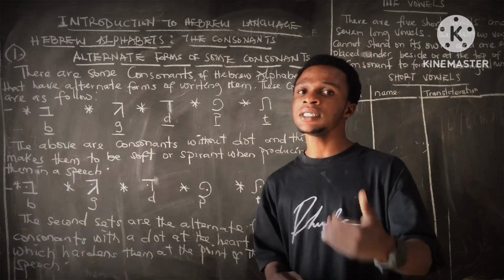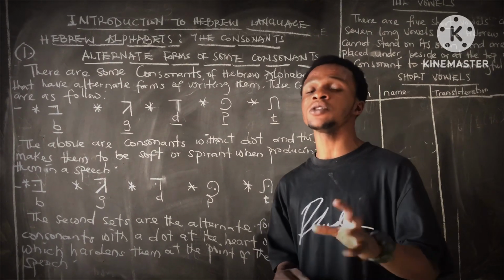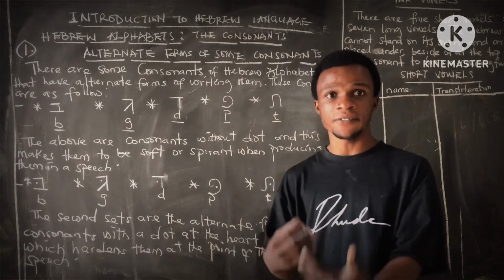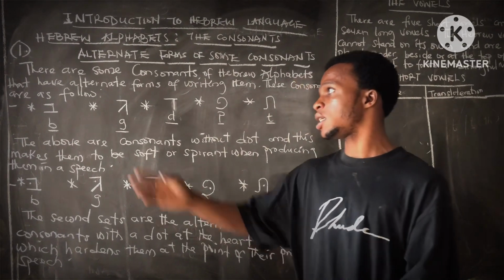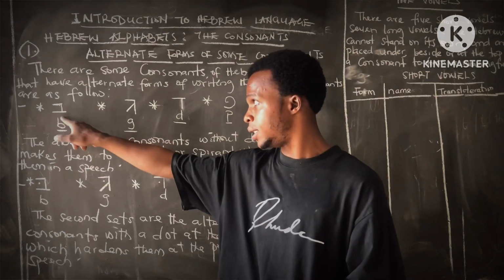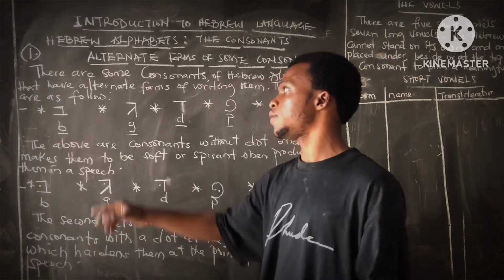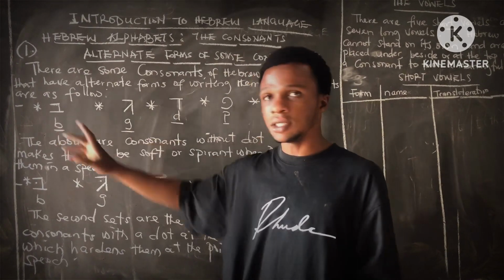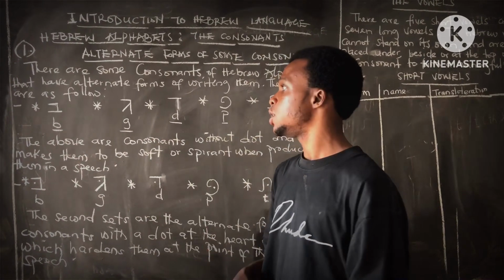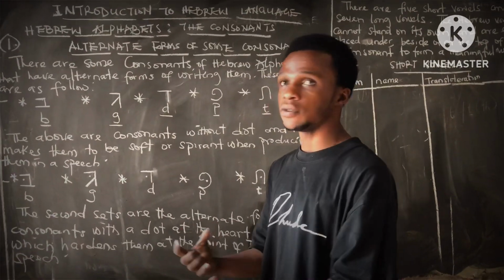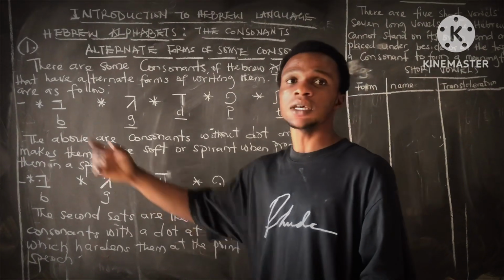Writing them in different forms will also affect their pronunciation. It also affects their production. So let's quickly cite some examples. We have bet here. If we look at this form of bet, this bet is not dotted, it's just a pure bet. If you are producing this, it should be soft, that is vet.